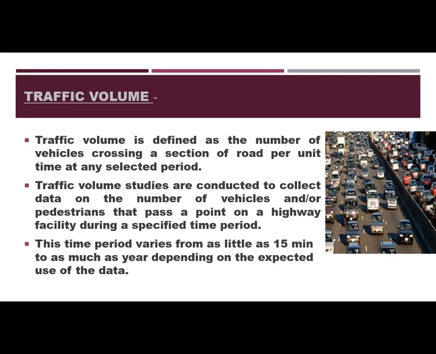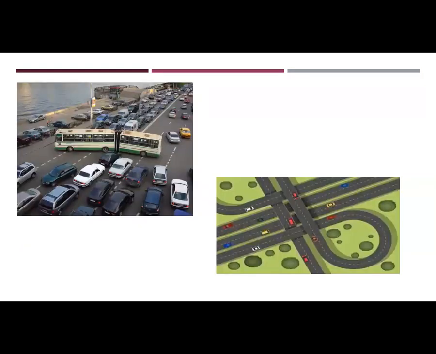So in the traffic volume study, traffic volume is represented as vehicles per unit time. That means the vehicles crossing a section in a particular or specified time. Okay, and there are two methods, which are automatic and manual.